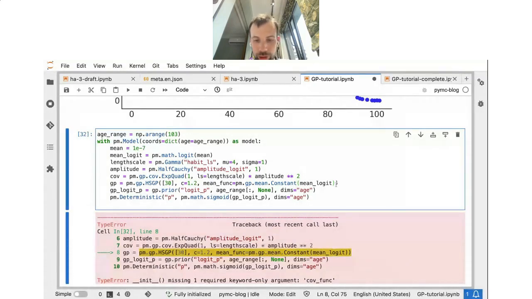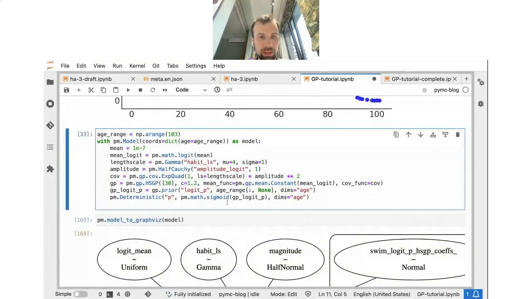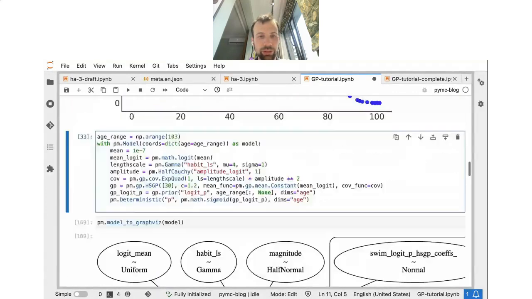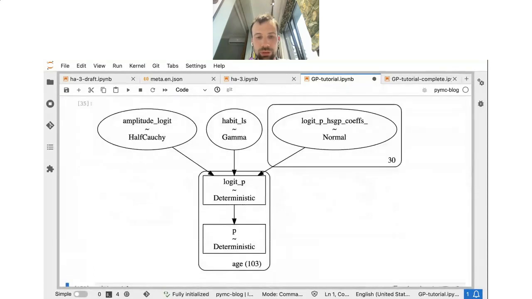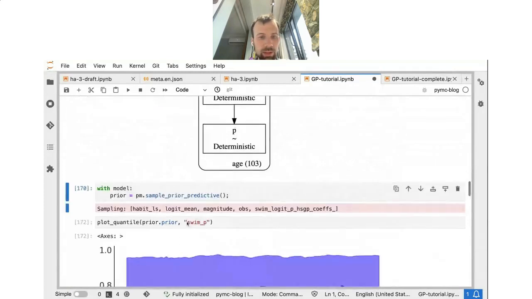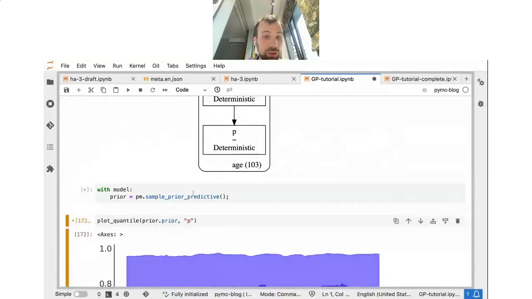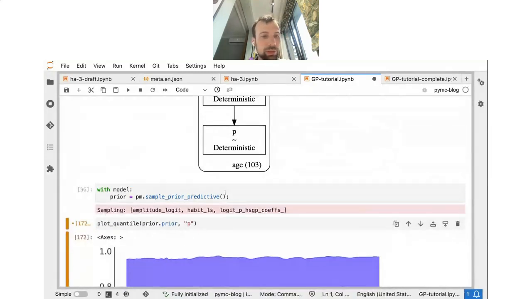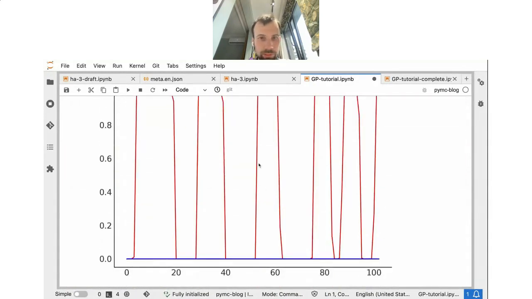Oh, we forgot a coefficient function. That's useful. It's just to figure out if something compiles. And we have only the generative process for our probabilities. And we can already sample prior predictives and see how our function looks like.